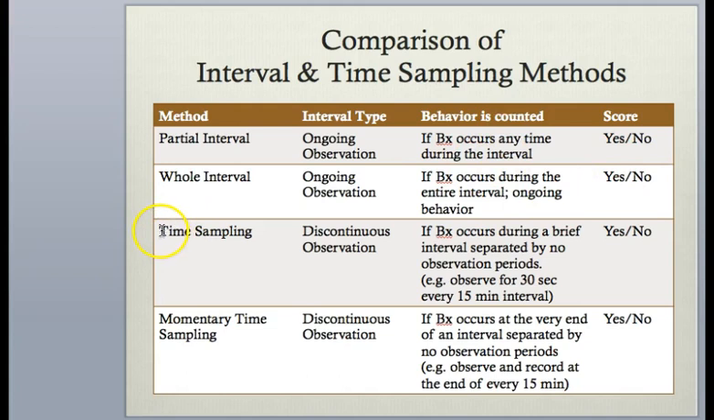With time sampling, on the other hand, it's discontinuous observation. So it's not ongoing, it's not continuous, it's discontinuous. And with time sampling, if the behavior occurs during a brief interval separated by no observation periods, then you record a yes or a no for each observation period. And with momentary time sampling, we only look at the behavior at the very end of the interval, and that momentary observation is separated by periods of no observation and no data recording.